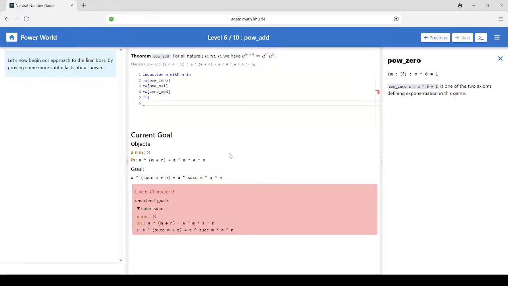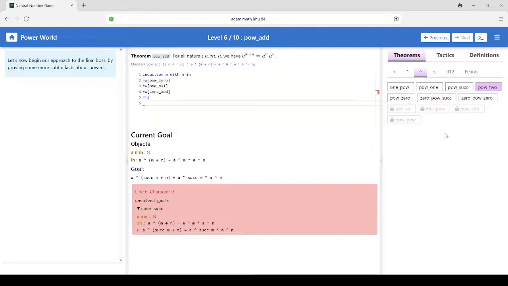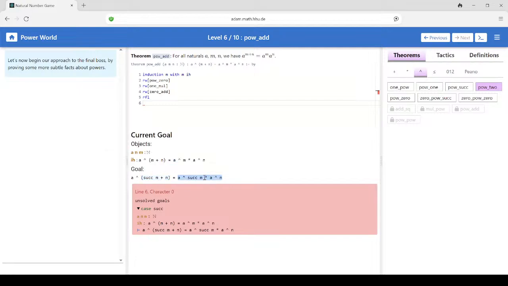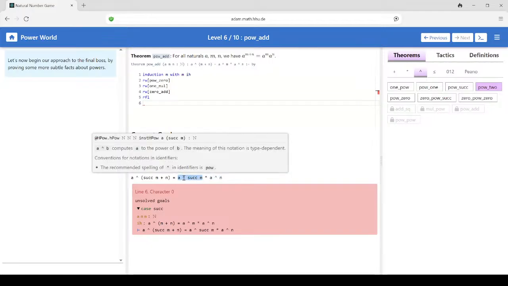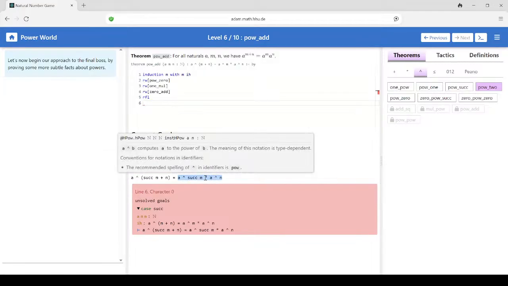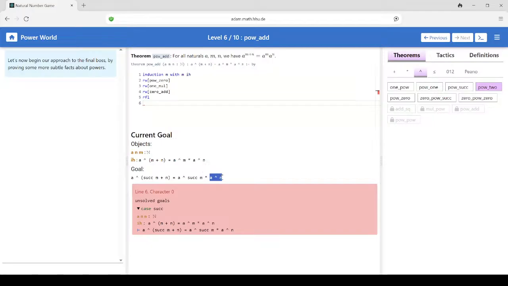What can be done? We have an addition on this side and a multiplication on this side. So this is being done first, and then it'll be... Yeah, so this multiplication is done last. We have a to the power of n and a to the power of the successor of m, and then those two will be multiplied.